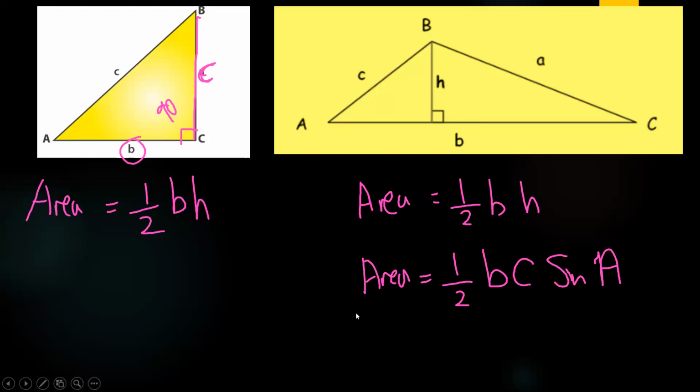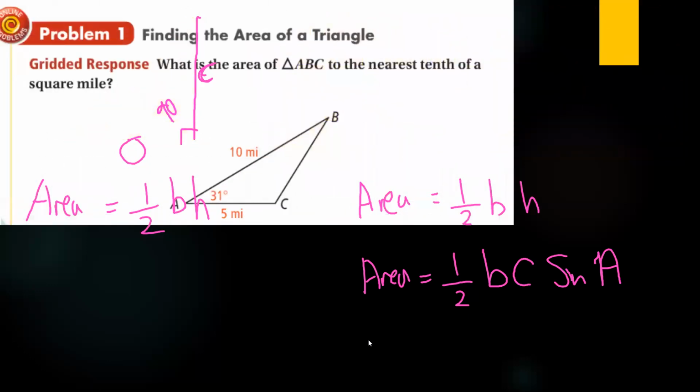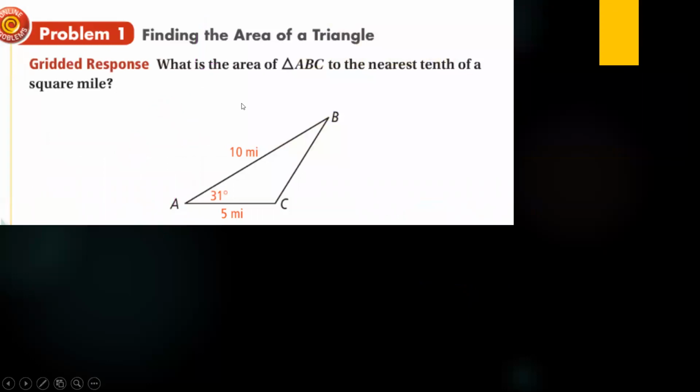Let's have now an example. Finding the area of a triangle. What is the area of triangle ABC to the nearest tenth of a square mile? Here, in order to find the area, you have to check: does it have the height which is perpendicular on the base? No. So I have to use the second way. The second way says that I have to see two sides and the included angle between them. I have AB and AC and the included angle between them.